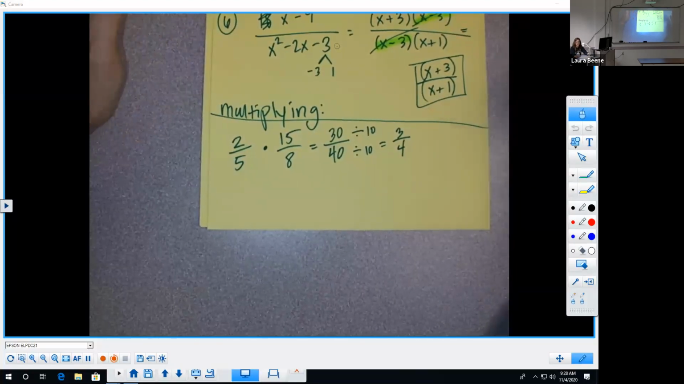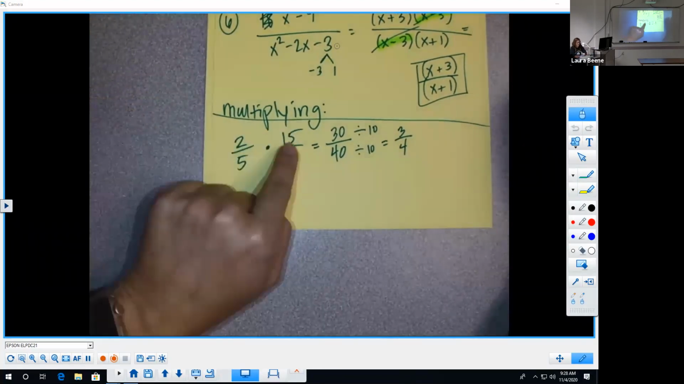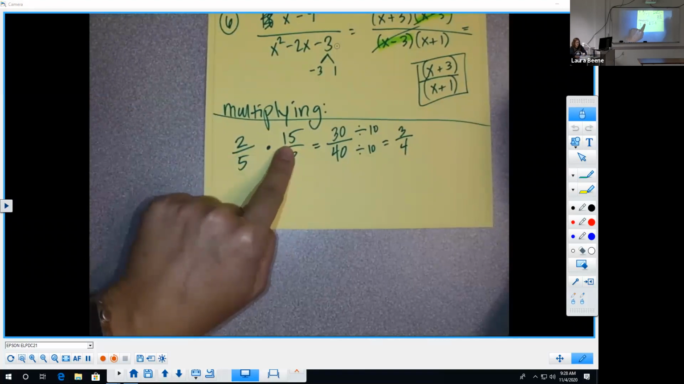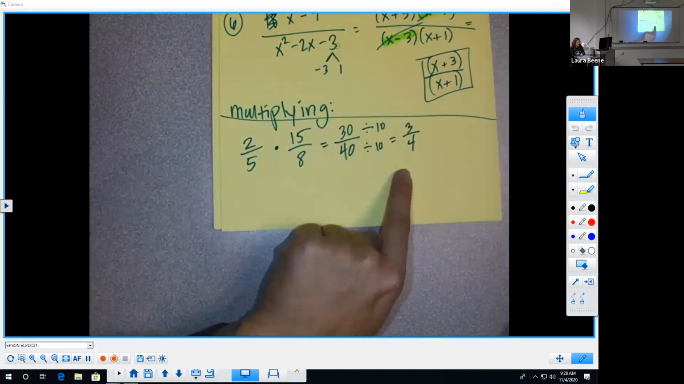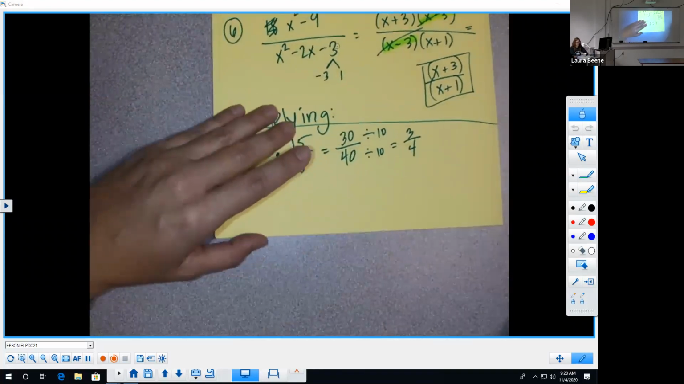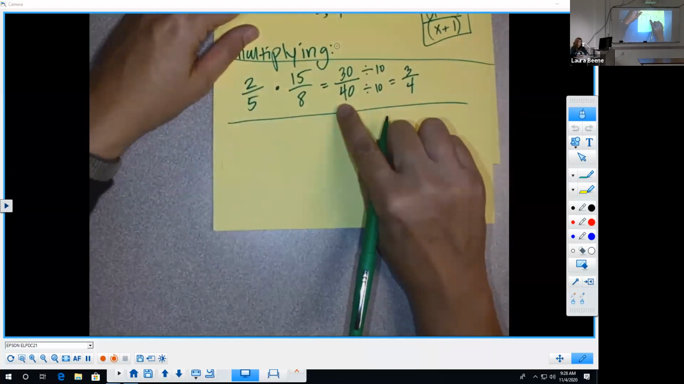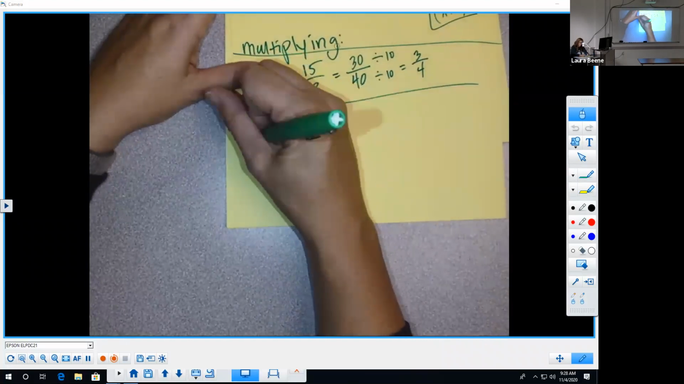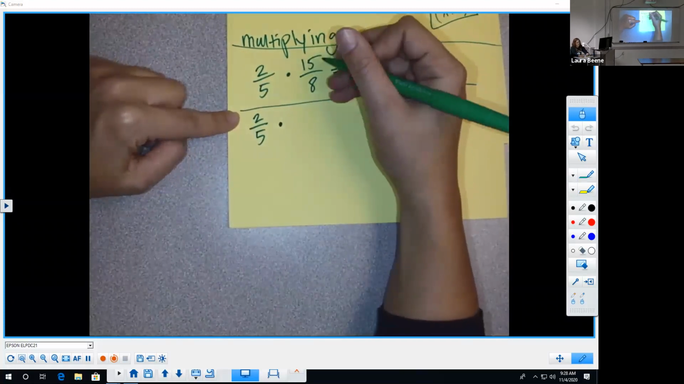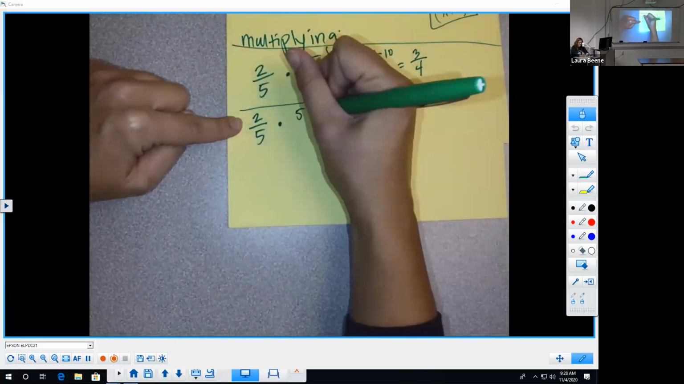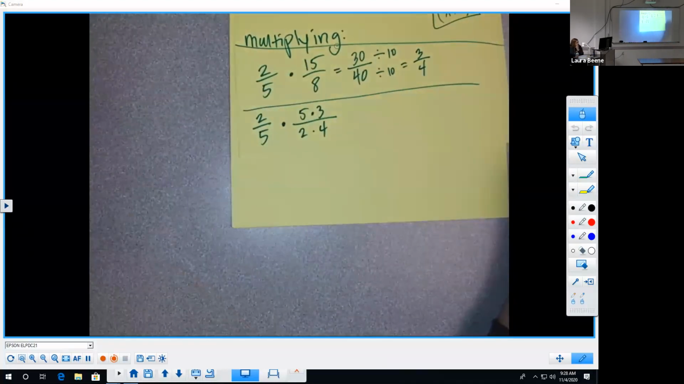That is one way to do the problem. Think about if this had x's in it though. If say this on top right here was like x squared plus 5, and this one right here was like x squared plus 2x plus 10, do you want to have to multiply and FOIL that out just to reduce it later on? No, it would take a while to do that. I mean, you could do it that way, but it's so much extra work. So instead of doing that multiplication problem that way, the way we're going to do it is I'm still going to keep it as 2/5 times 15 over 8. 15 I can write as 5 times 3. And 8 I can write as 2 times 4.